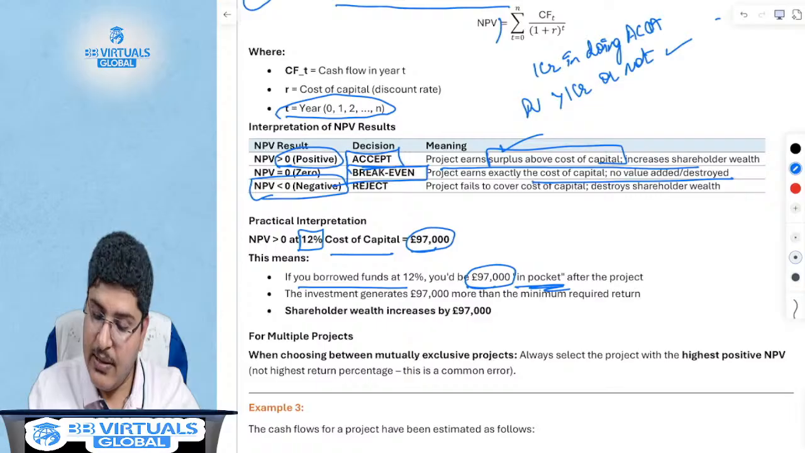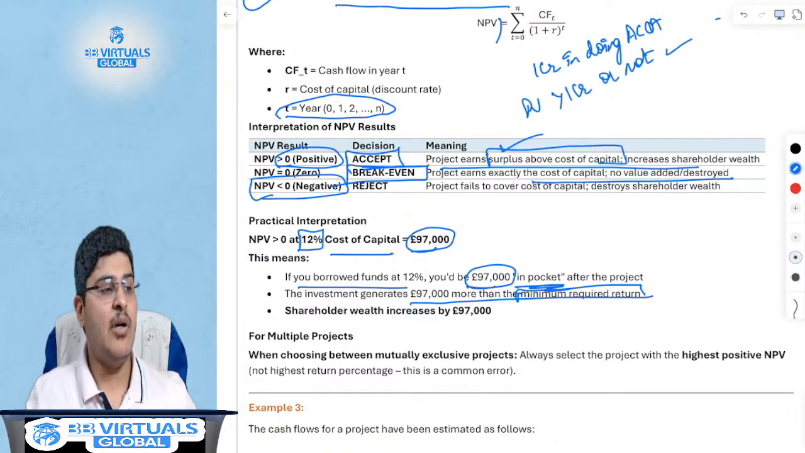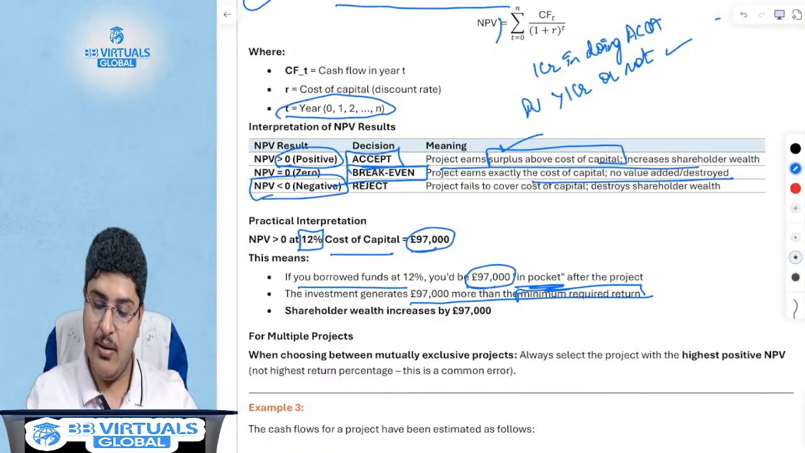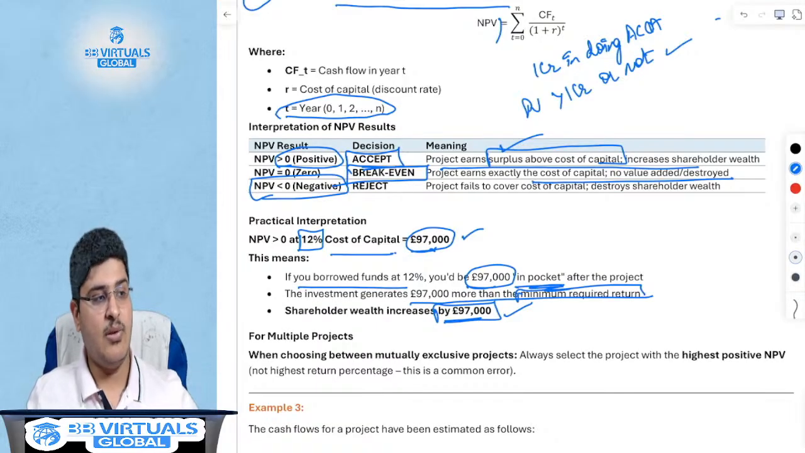If the investment generates 97,000 more than the minimum required return, at 0 you would have earned exactly 12%, and at less than 0, you would have earned less than 12%. But at 12% cost of capital, you are making 97,000, which means your shareholder wealth has increased. Your wealth has increased by 97,000.